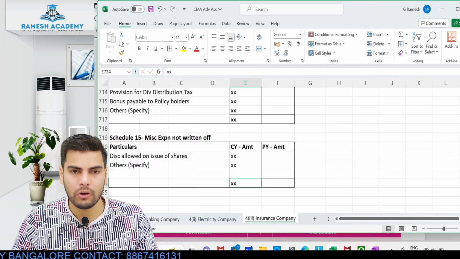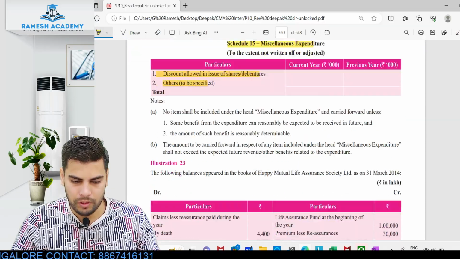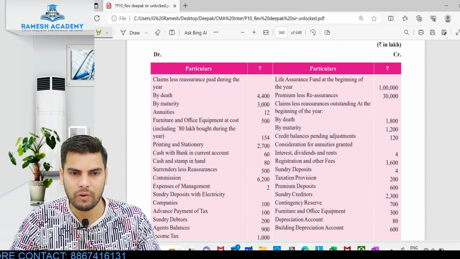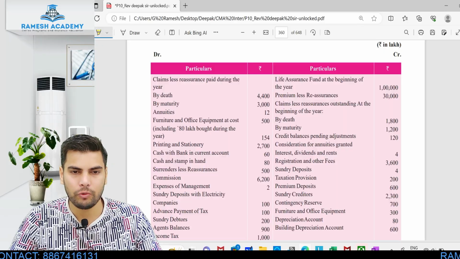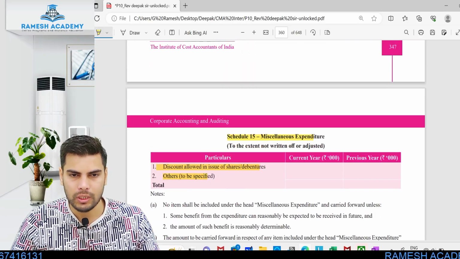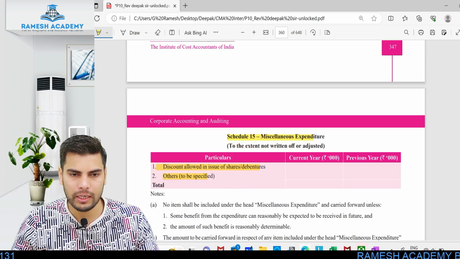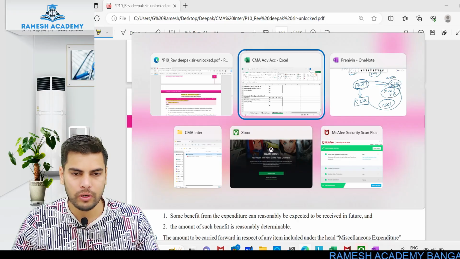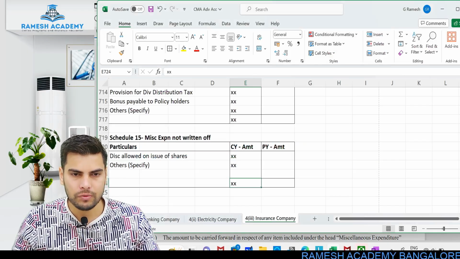Okay, so these are your 15 schedules. We'll be discussing this particular illustration wherein we'll be learning how exactly we prepare the financial statements. So where are we supposed to show these items? You guys should be able to identify. So kindly go through these particular schedules. After this we'll be solving this illustration. Just go through it once.